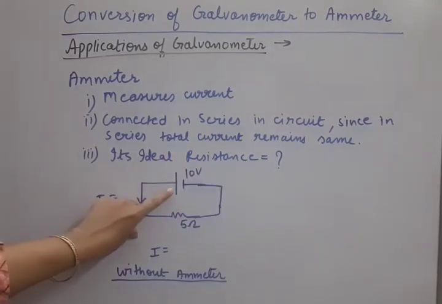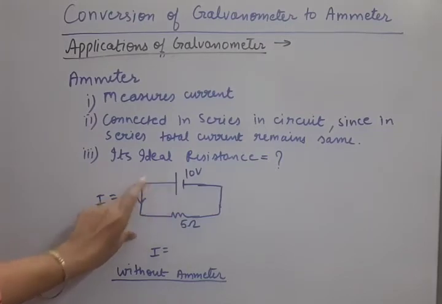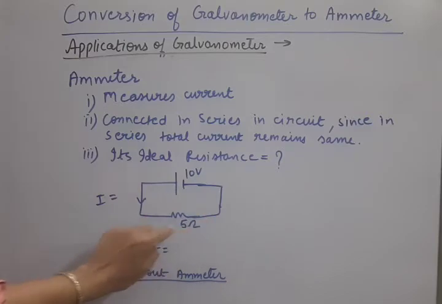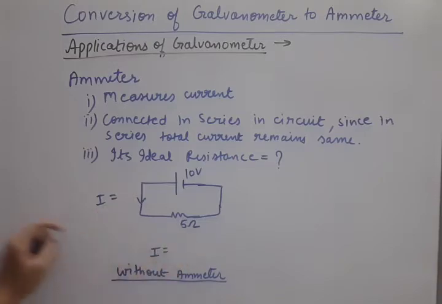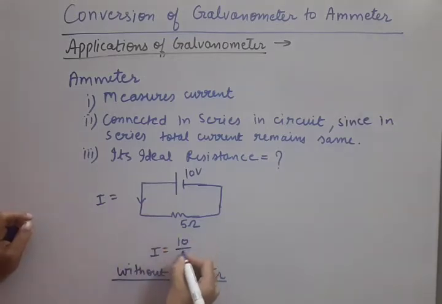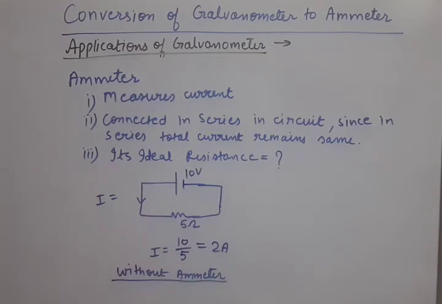I have taken one circuit here. Suppose 10 volt is the battery and 5 ohm is the resistance in the circuit. Now we have to find out the total current. How do we calculate total current? Total volt upon total resistance, that means 10 upon 5. That means 2 ampere is the current flowing in the circuit.